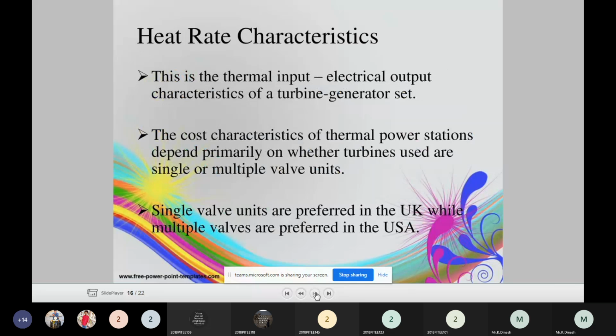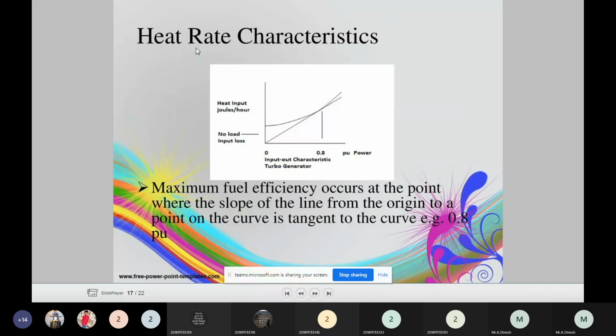And then heat rate characteristics. Thermal performance also has to be evaluated during operation in economic mode. This is the heat rate characteristic, heat versus your power. You may get linear characteristics in the theoretical case. In practice, it is somewhat lacking.